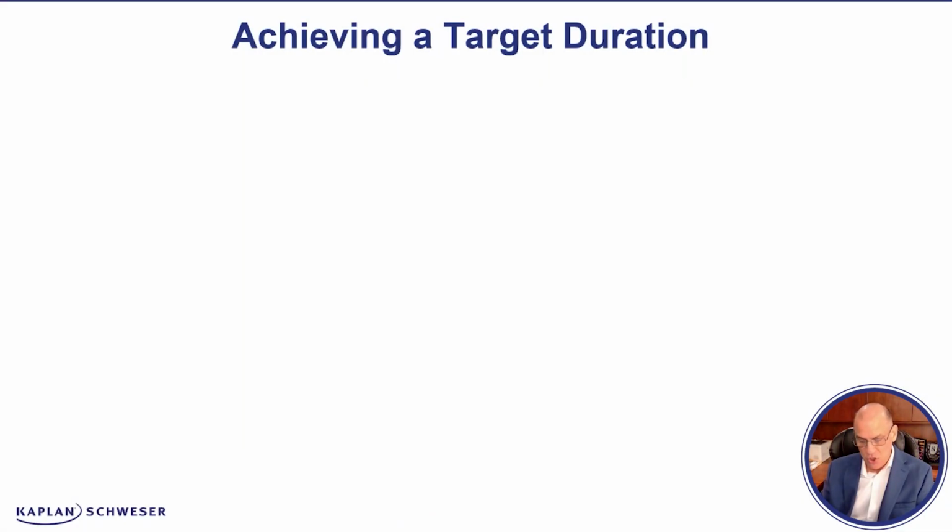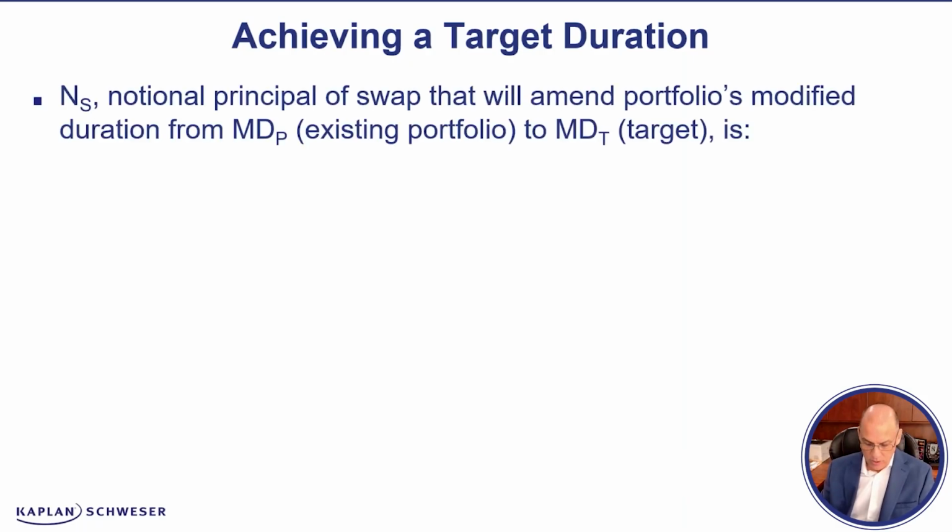Let's take a peek first at achieving a target duration for a portfolio. When you're looking at what you need to know specifically for the exam, you might need to know how to calculate a notional principal. I'm going to walk you through a really good example of that. Now, the notional principal of a swap will amend a portfolio's modified duration, and it's really based on a view.